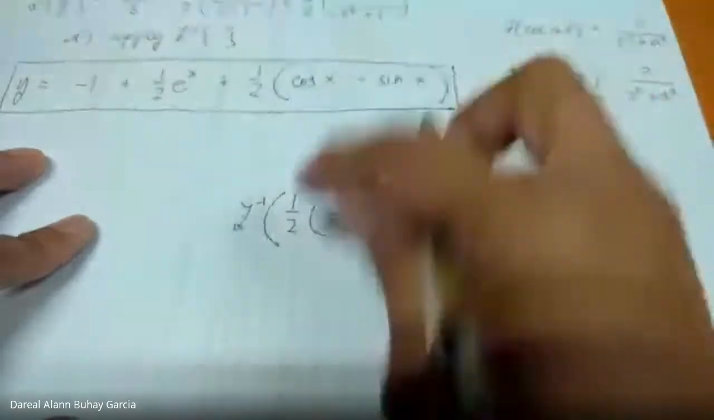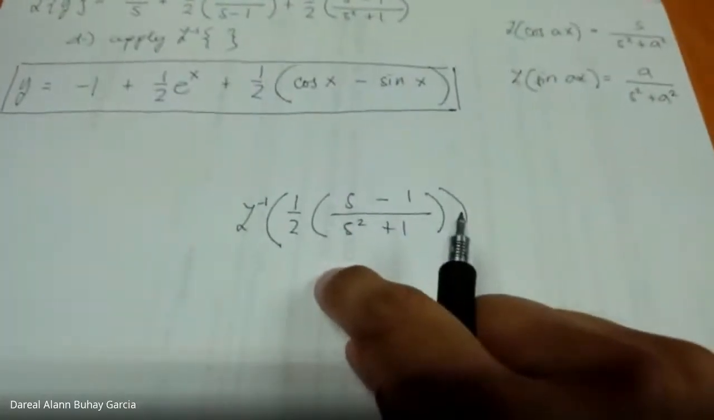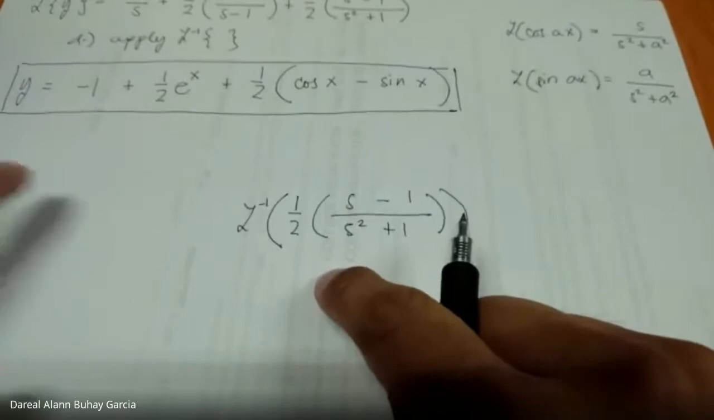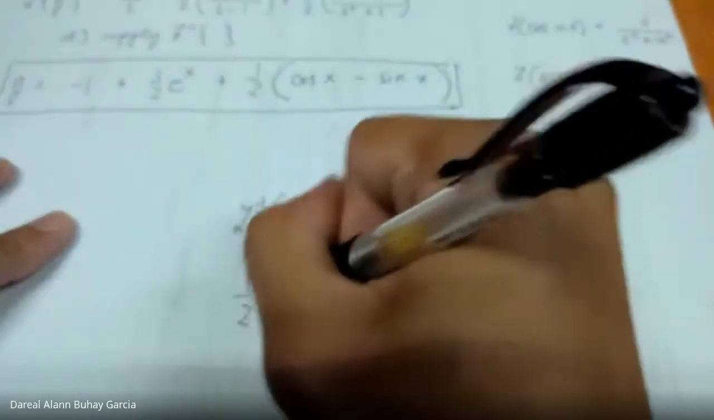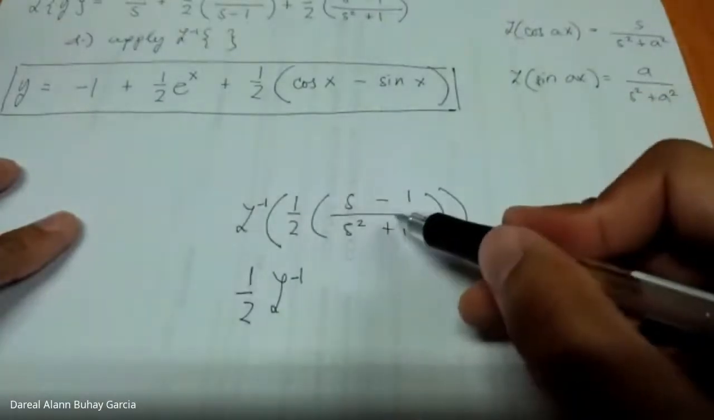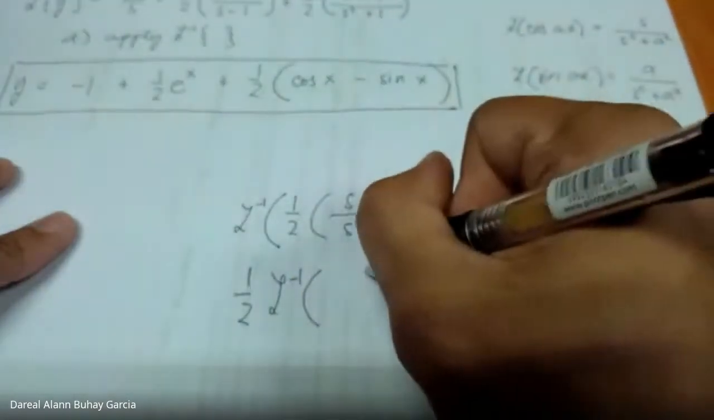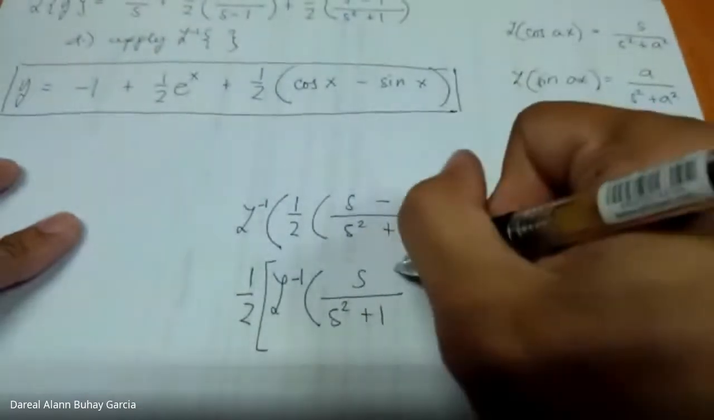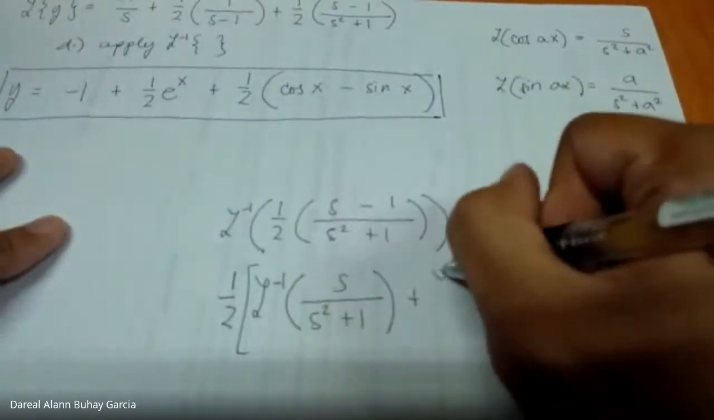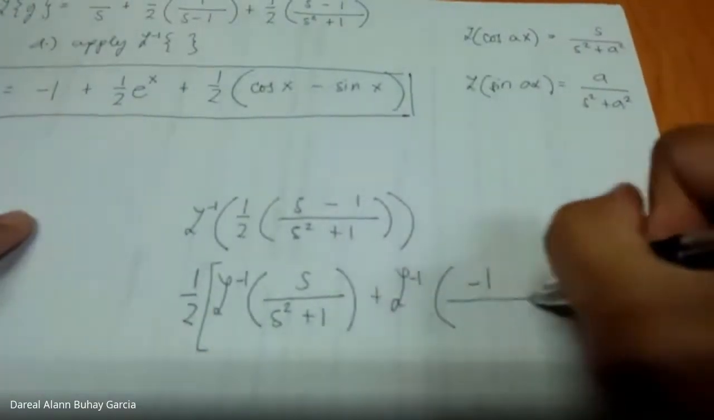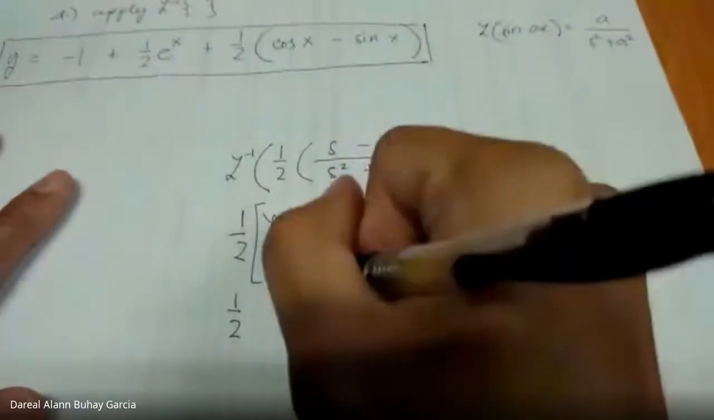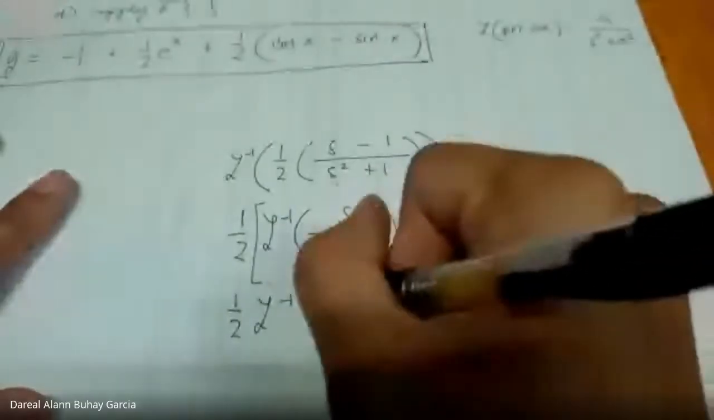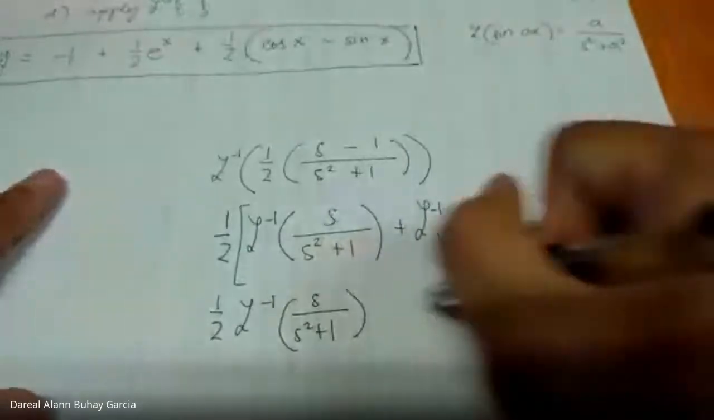So, using property 1 or 2, the constant can be pulled out. So we pull out the constant, and then we can separate the terms. The inverse Laplace of s over s squared plus 1, minus the inverse Laplace of 1 over s squared plus 1.